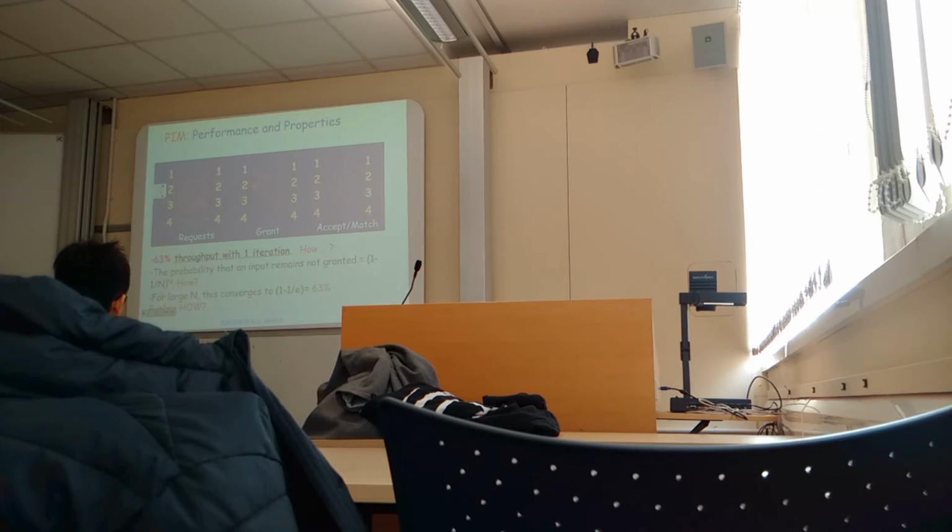Now, the throughput, or the likelihood of that input submitting, is therefore 1 minus the probability of not being granted, which is this quantity. With large n, that's an approximation, that's exponential, 1 over e. That gives you 63%. The details of this are in the paper that you are given on the reading list.